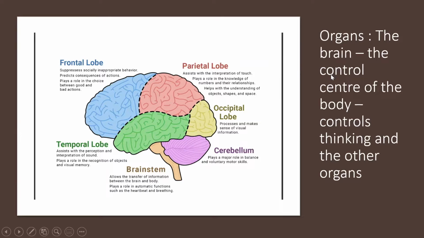The brain is the control center of the body. I think we all know it's very important. It controls thinking, obviously, and the other organs. Even organs you aren't conscious of, the brain controls them. The brain controls lots of things in the body. You've got things like the occipital lobe, which controls visual information. It's interesting what the brain does, but you just need to know it's the control center of the body and controls thinking and other organs. You're not really going to get very far without a brain. Nothing can live without a brain. It needs it to control all its other organs.